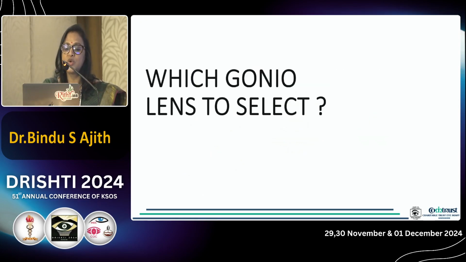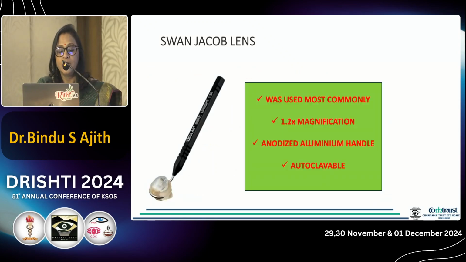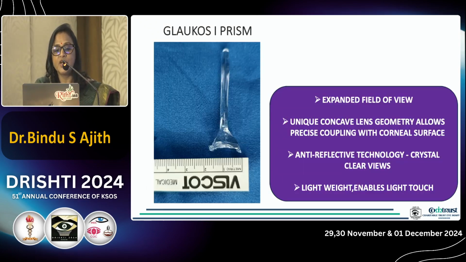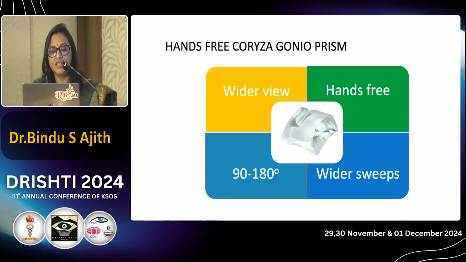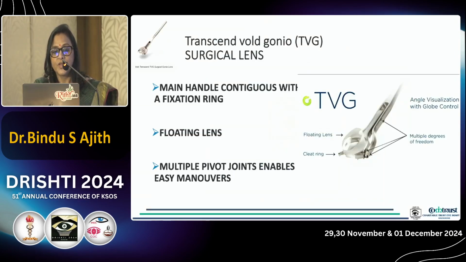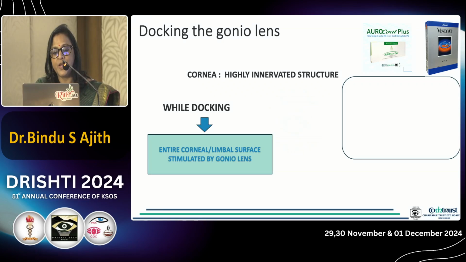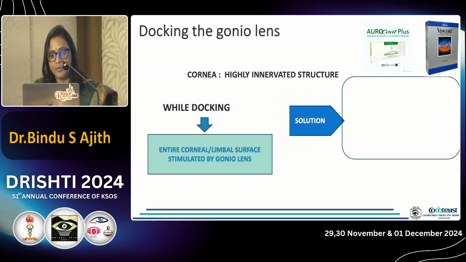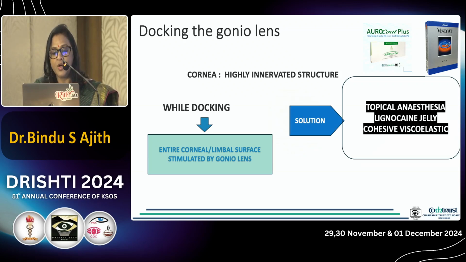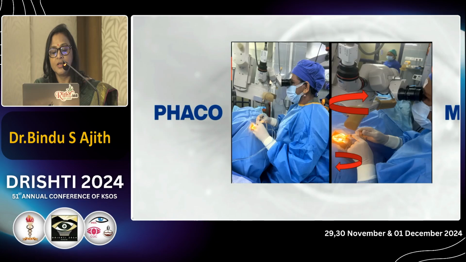Then comes which gonio lens to select. The Shan-Jacob was the most commonly used one. It is reusable. Then you have the Glaucos eye prism with an expanded field of view, and as I mentioned earlier, the hands-free KSOS lenses. We also have the costlier ones, the TVG lenses. Before we start the procedure, we have to dock the gonio lens. The cornea is a highly innervated structure and it can induce pain, so either you give proparacaine drops or you can do it under block. And then I'll just show you a video.